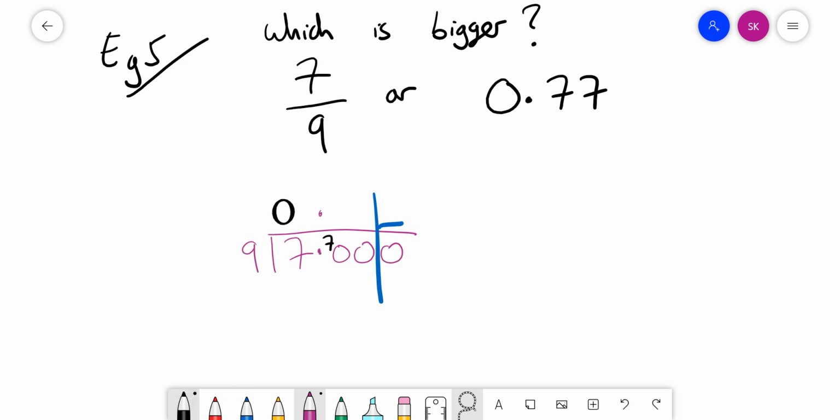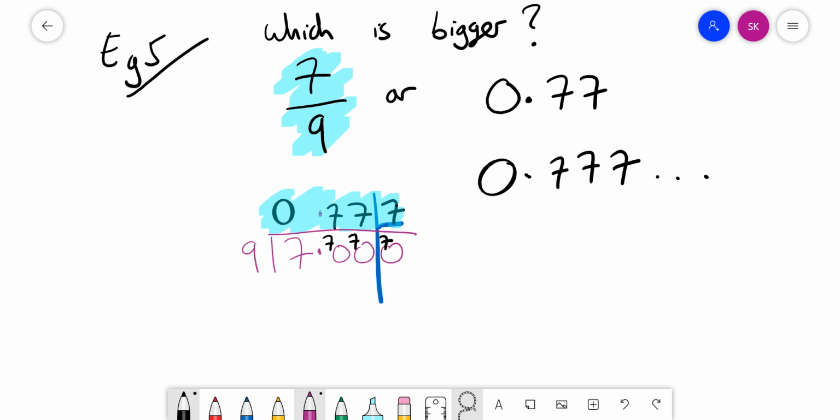Zero, remainder 7. 9 times 7 is 63, so there's another remainder of 7. And you can see here, this is going to go on forever. So, this one is the same as 0.7 recurring. If I write that underneath here, clearly this is bigger than this one, because this one's got a 0 here and zeros afterwards. These are smaller than the 7s. So anyway, that's where we're going next week.